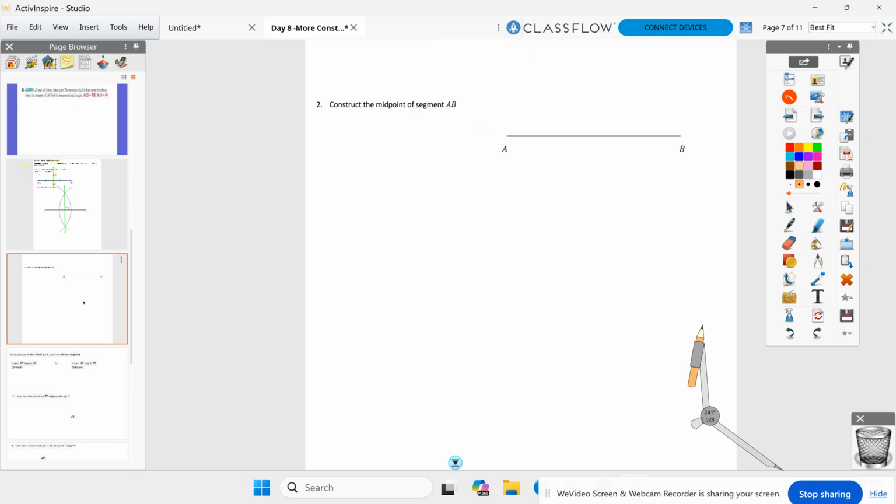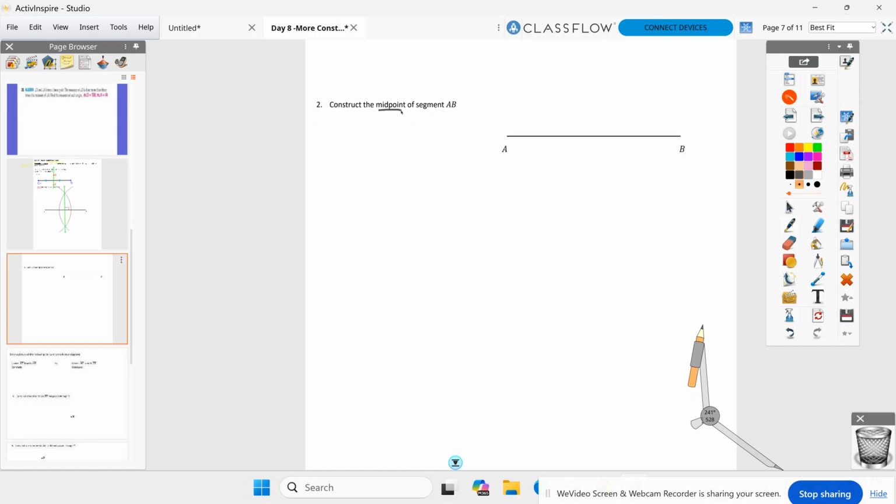Construct the midpoint here. Midpoint. I guess we got to review that, right? What's midpoint again? Solly, what's up? Middle. Middle, right? Where's the point that's in the middle of AB? Using not your ruler and cutting it in half, right? Using our straight edge. Where's the point that's in the middle of AB?